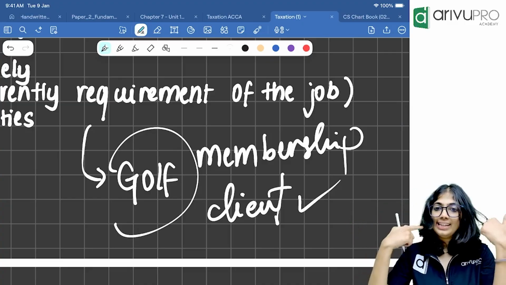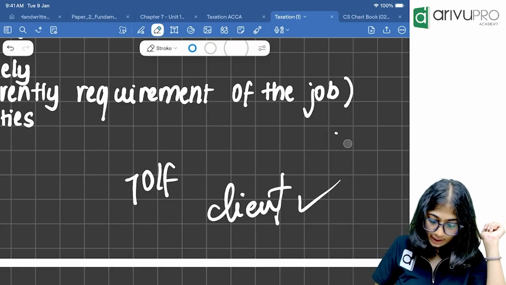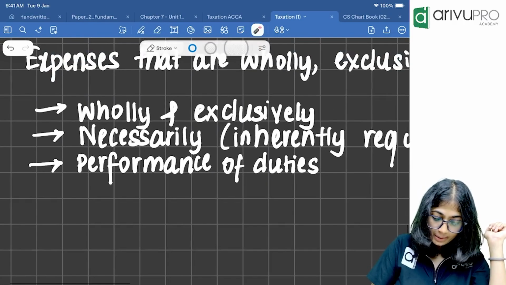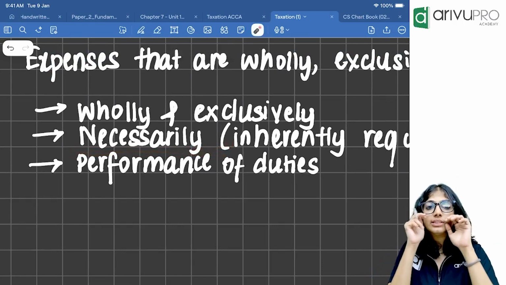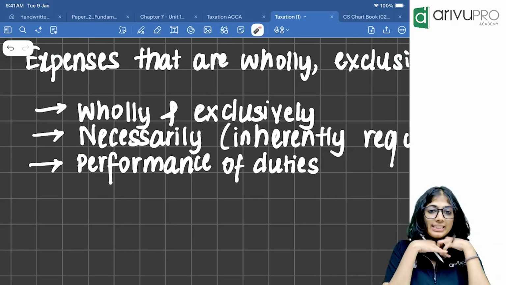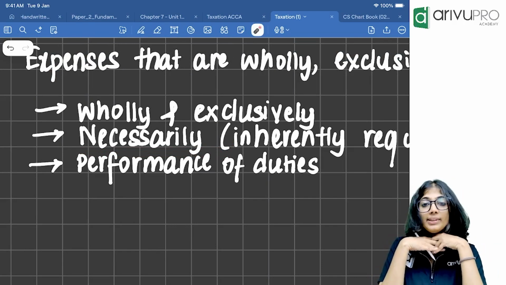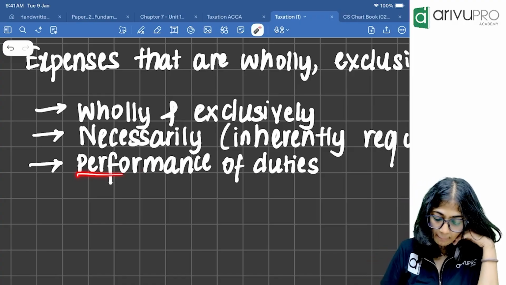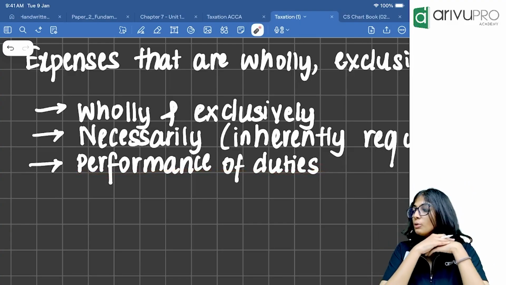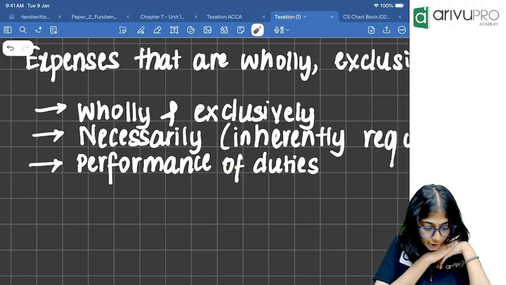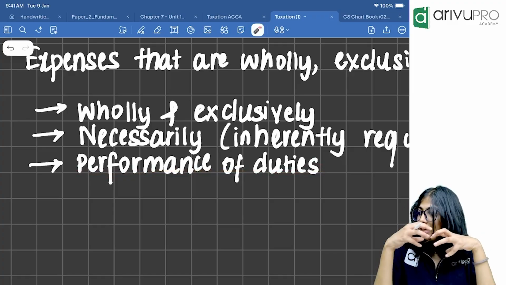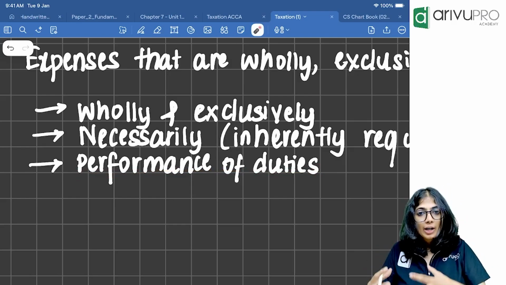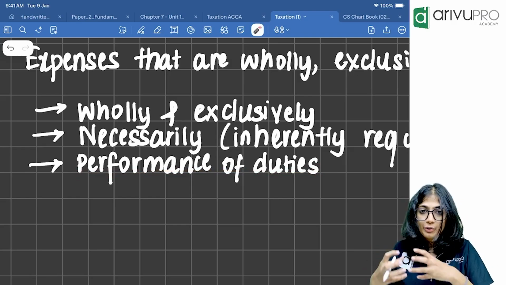It should be an inherent requirement of the job. That is what necessary means. Whatever expenses that are necessary to conduct your duties, that expense is allowable. That expense can be deducted for tax purposes. The last element is performance of duties. What's going to happen here? Performance of duties essentially means that it is required as a part of your duty, as a part of your employment.